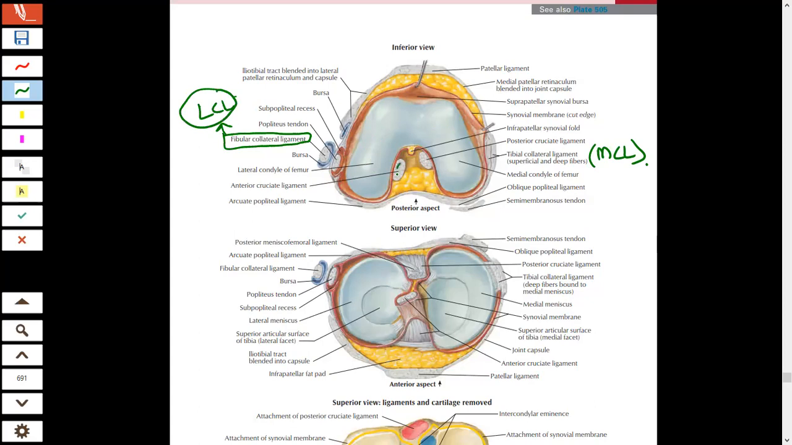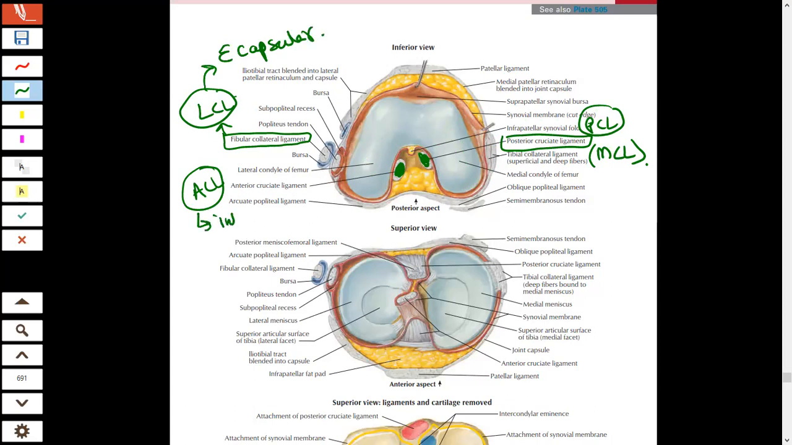Okay, and then you have this anterior cruciate ligament, ACL. This is very, very important. And posterior cruciate ligament, PCL. These are present intracapsular. Okay, so medial collateral and lateral collateral, they are extracapsular ligaments. ACL and PCL, they are intracapsular ligaments. Okay, they are your intracapsular ligaments.